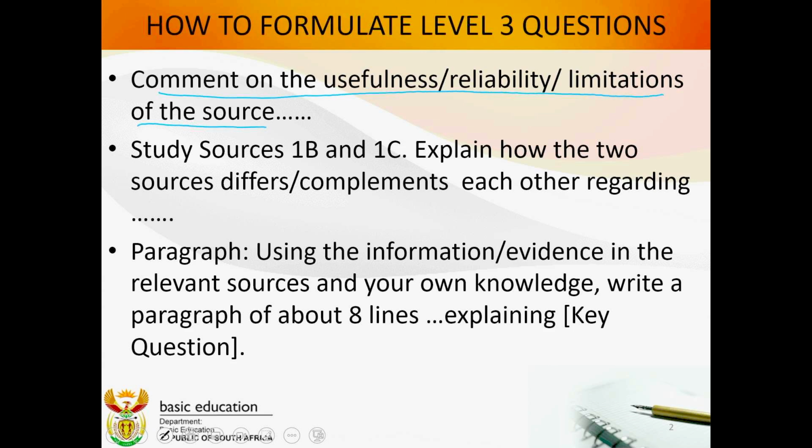So remember, this is what we call skills. These are level 3 skills: reliability, usefulness, limitations, or bias. There's an example that follows. Study sources 1b and 1c. Explain how the 2 sources differ or complement each other. Is 2 times 2, 4 marks. Is always 4 marks. Explain how the 2 sources differ or complement each other.